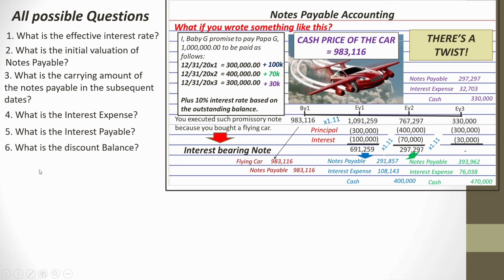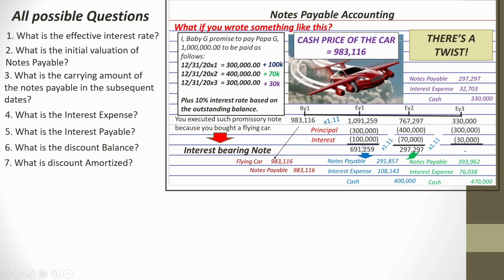Now, related to this is the possible question number 7, which is how much is the discount amortized? Well, if you have the discount balances already, then to get the discount amortized, you just have to compare the discount balances. Like for example, the discount amortized for year 1 is the discount balance at the beginning of year 1 minus the discount balance at the end of year 1. And that's it. The same logic applies to the next 2 years.